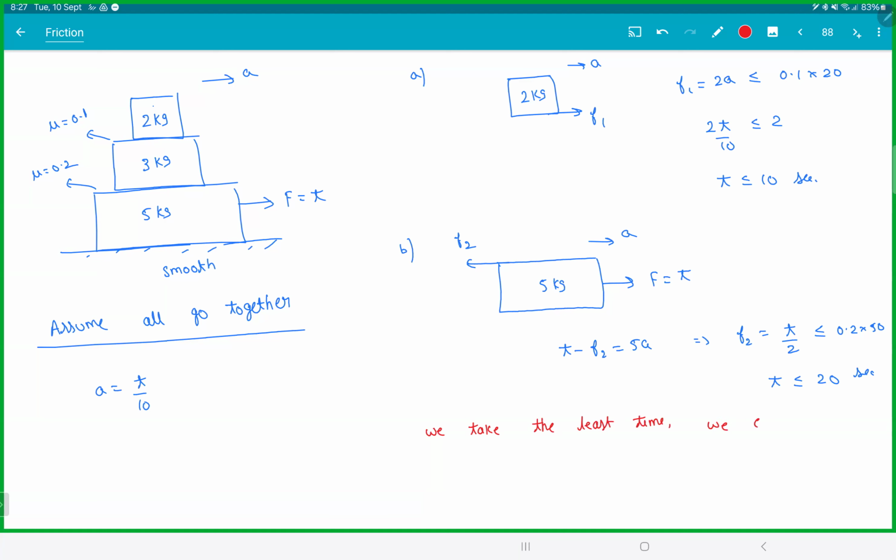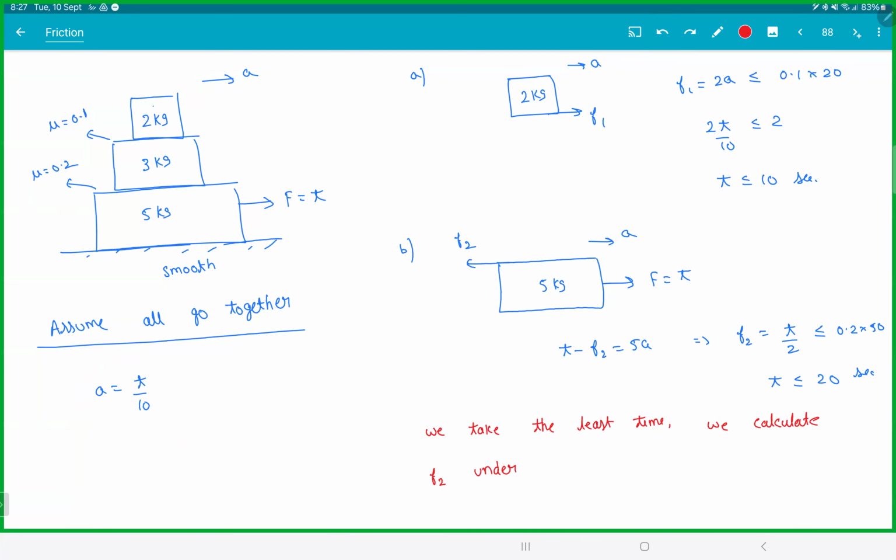We calculated F2 under the assumption no one slipped, isn't it? We calculated F2 under the assumption all were going together. Means you thought F1 was still safe, 2 kg was not slipping, and then you calculated for F2, isn't it? Are you getting the point? Tell me one thing. Once you cross 10 seconds, is this formula valid? This is not valid only, right? So how can you use that A is equal to T by 10 here then? Are you getting the point?